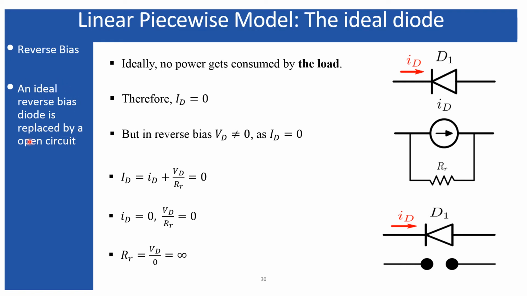And in this slide, I have emphasized that particular point, that an ideal diode in reverse bias can be replaced by an open circuit. That's all.